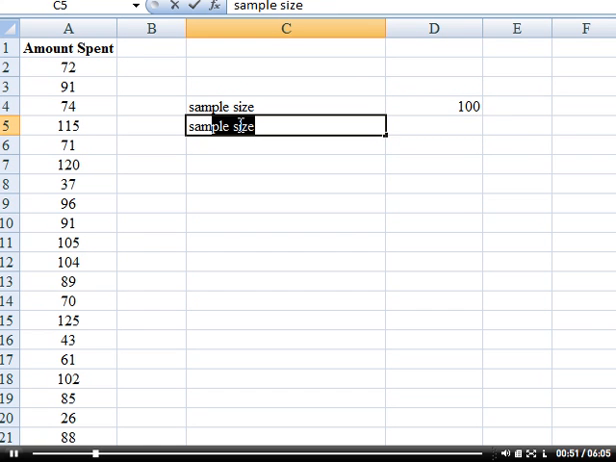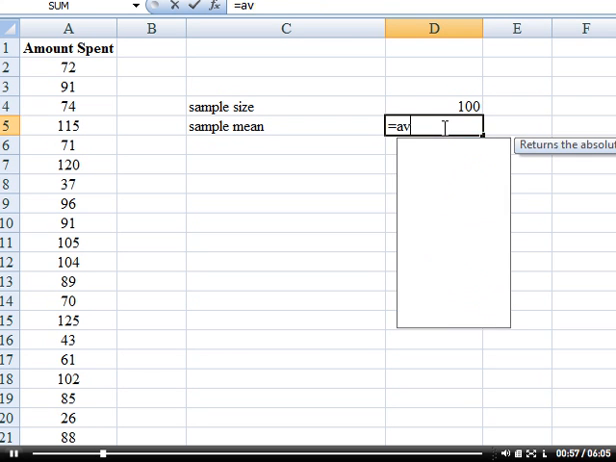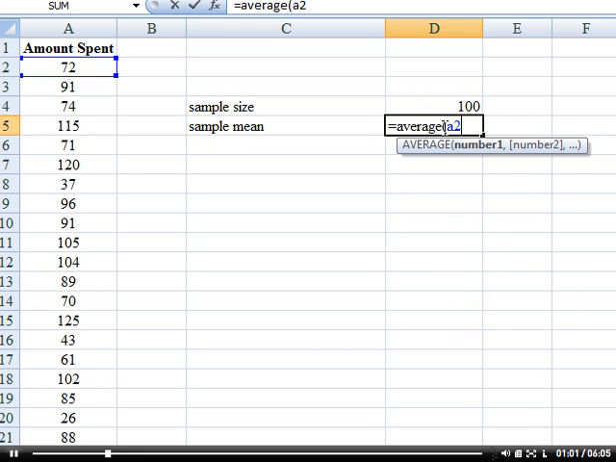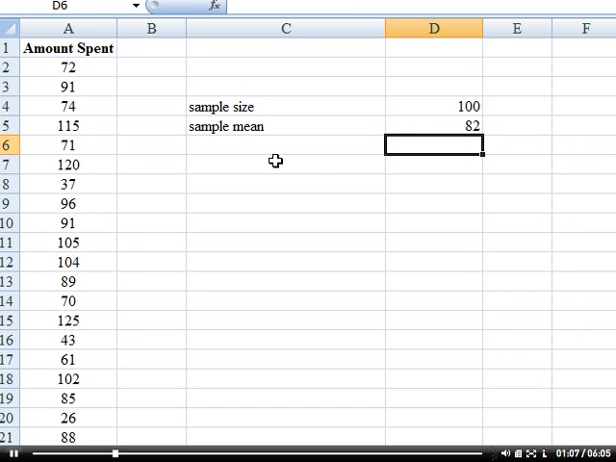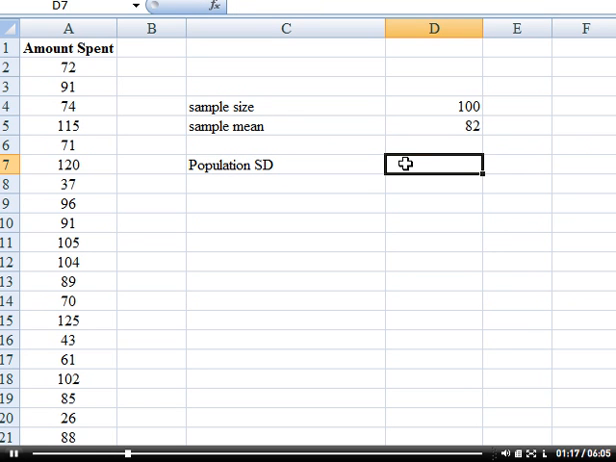We also need to know the sample mean. And the sample mean is given by the average function. So equals average and then the same range of the data on the left. And the sample mean, as you can see, is 82. In this case, we are given the population standard deviation, which is 20.